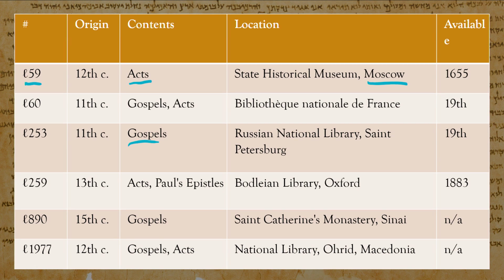Lectionary 890, this one's interesting, has the Gospels, and you have to go either on a camel, a donkey, or, you know, a car to St. Catherine's Monastery, even today, if you want to see Lectionary 890. So these are where these things are stored today.